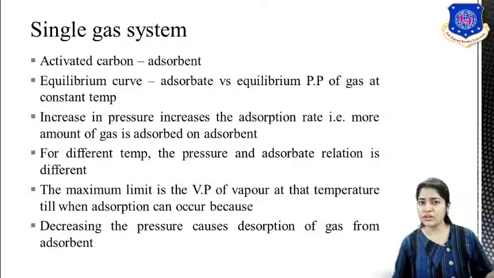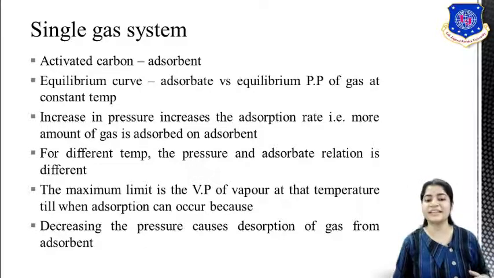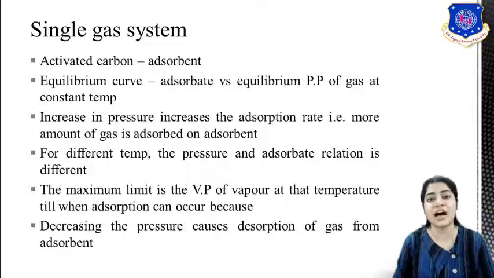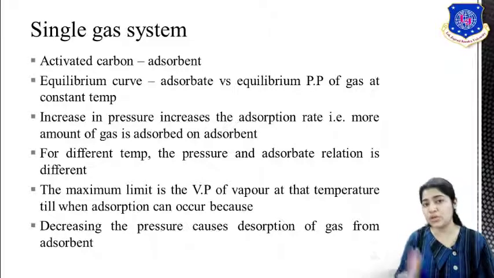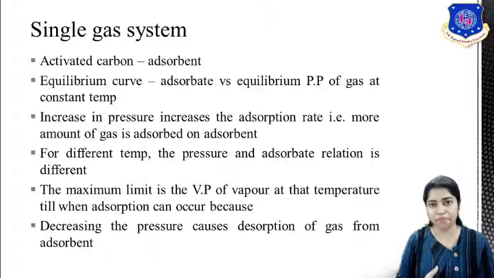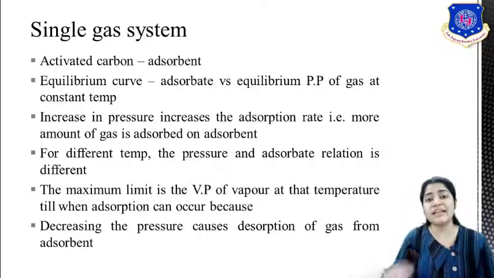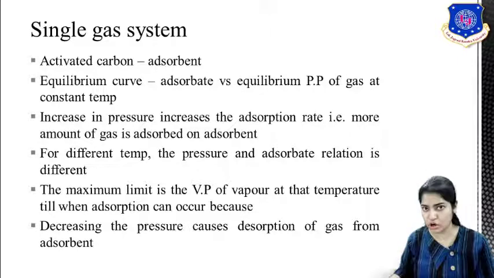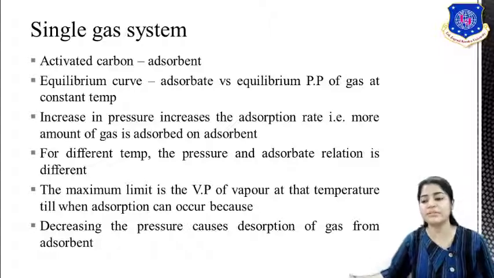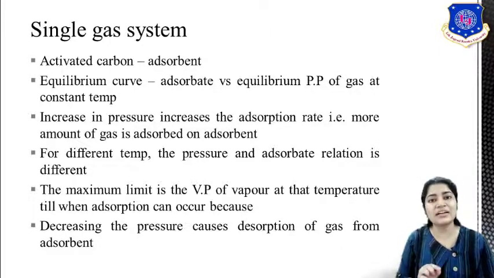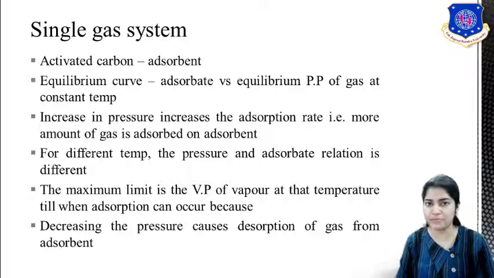Moving forward, first of all the single gas system, where only one component is adsorbing on your adsorbent. Let's take an example: suppose we take activated carbon as the adsorbent. Your equilibrium curve is plotted as adsorbate, that is the amount of solute adsorbed, versus equilibrium partial pressure of gas at constant temperature. So this is your equilibrium curve.